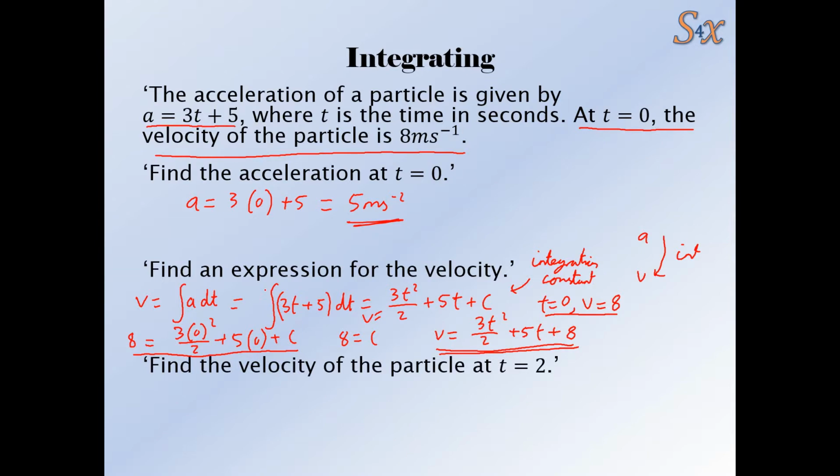And finally, find the velocity of the particle at t equals 2. So this is just using the expression we've just found. We just found that v is 3t squared over 2 plus 5t plus 8. So if I substitute in t is 2 and tidy everything up, that gives me 6 plus 10 plus 8, which is 24 meters per second. Okay, so at time t equals 2 seconds, the velocity is 24 meters per second. Let's do another integrating example.